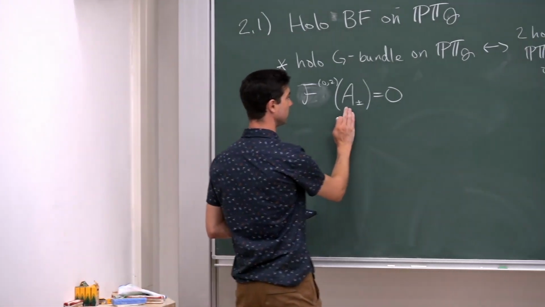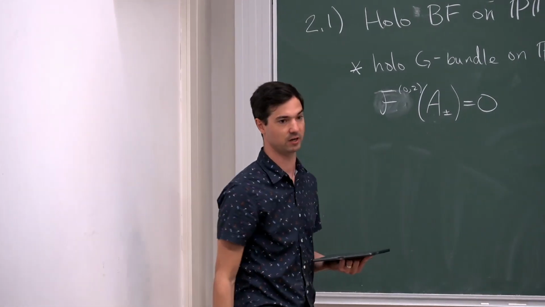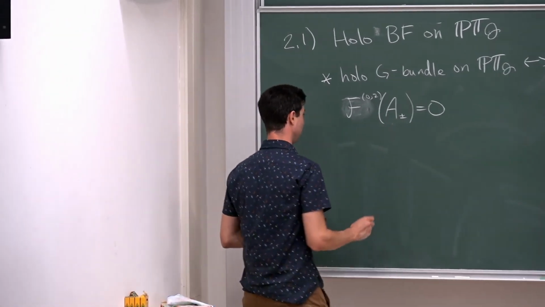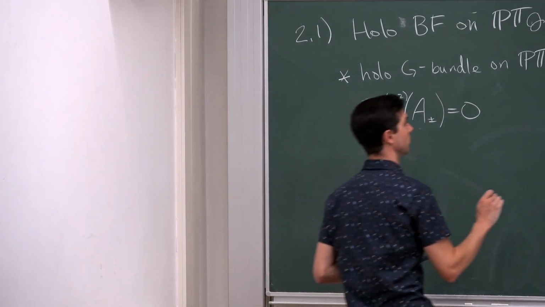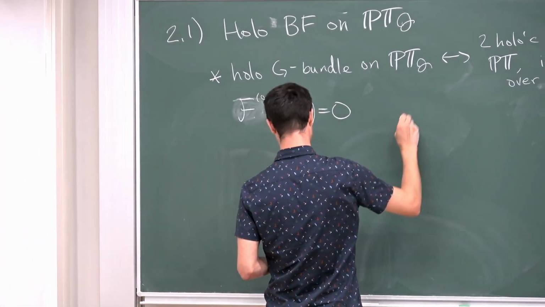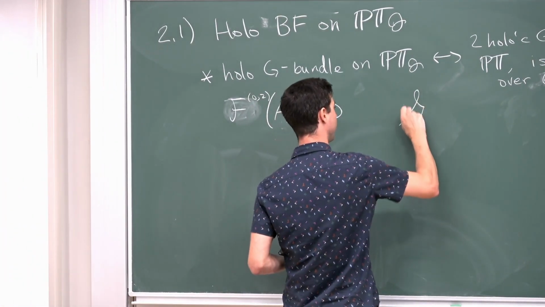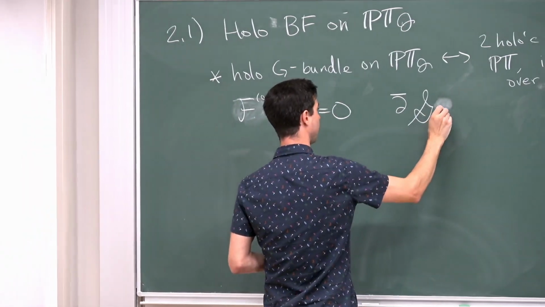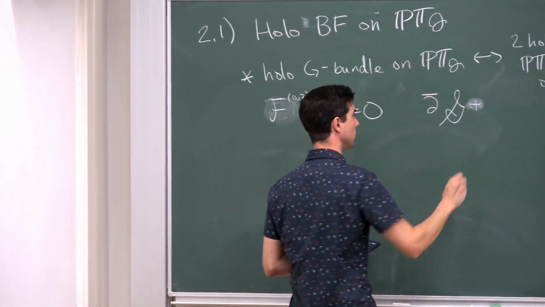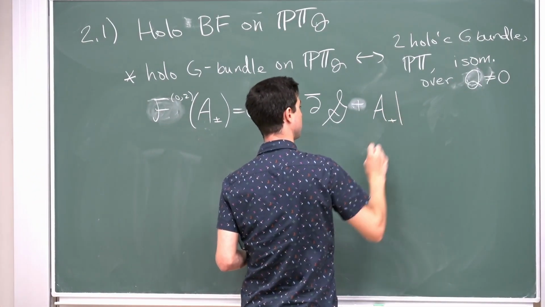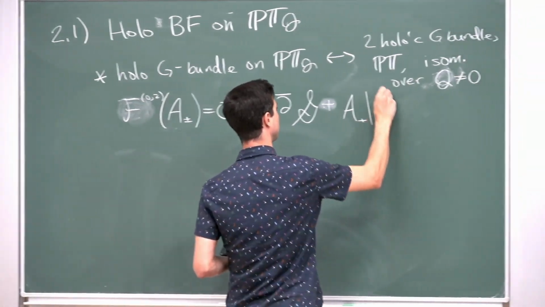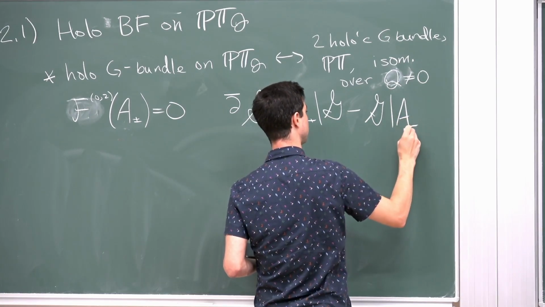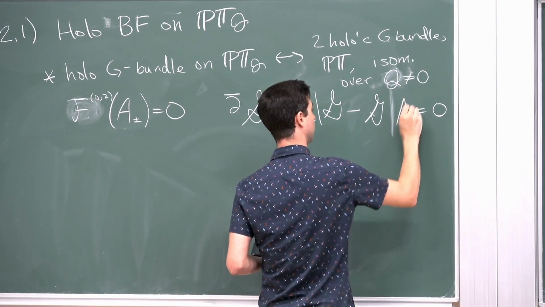And we have two holomorphic G bundles. So that just says this anti-holomorphic curvature vanishes for both of our fields, A plus and minus. And we also have to impose or introduce an isomorphism between them. And I'll call this isomorphism curly G. And its equations of motion say that the restriction of my gauge fields A plus and minus, sorry, satisfy this equation.